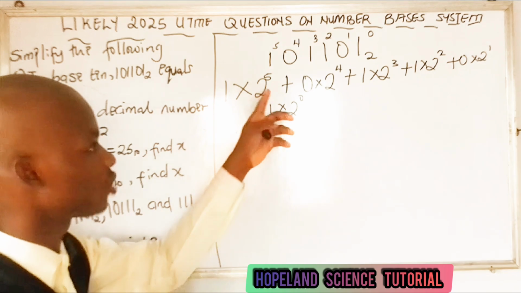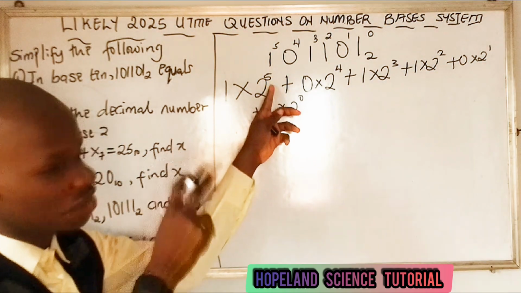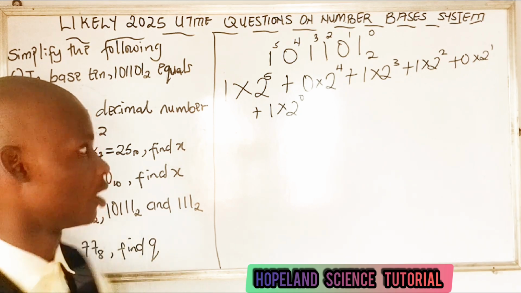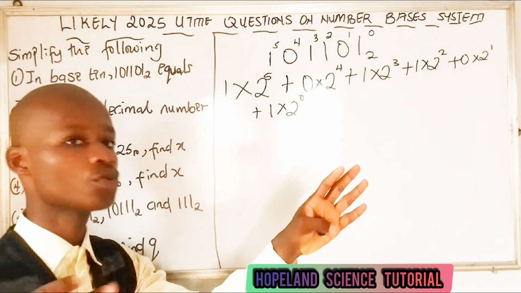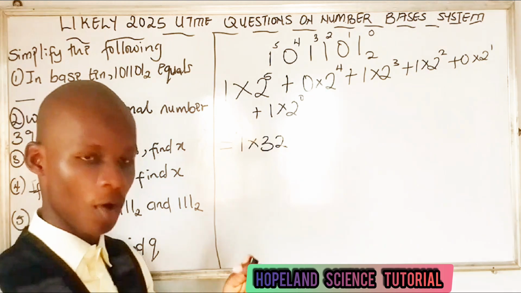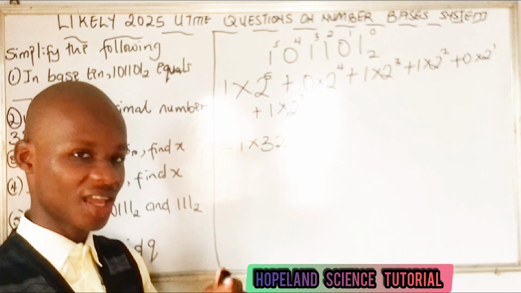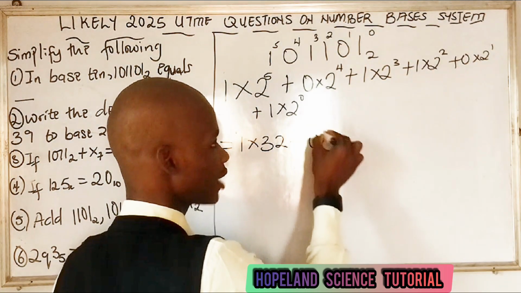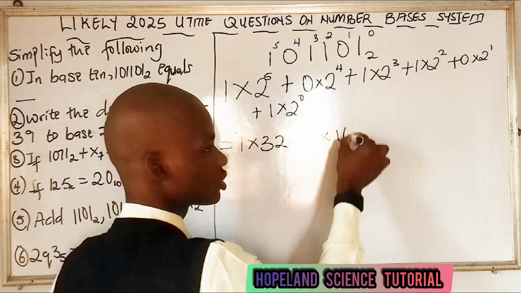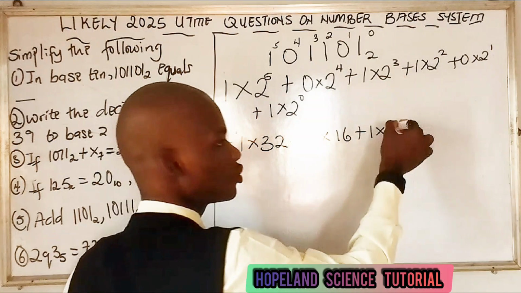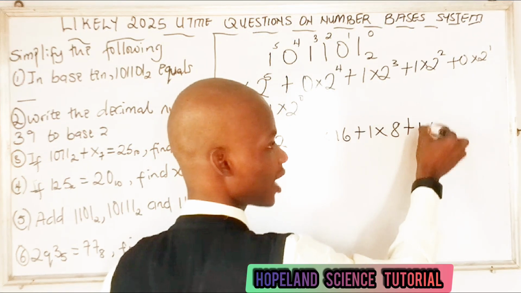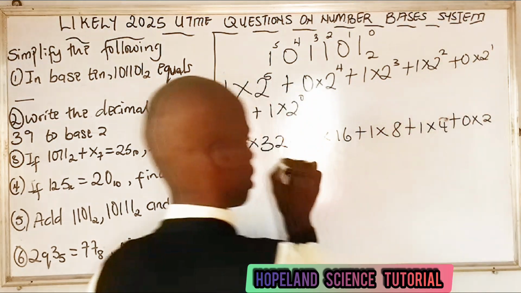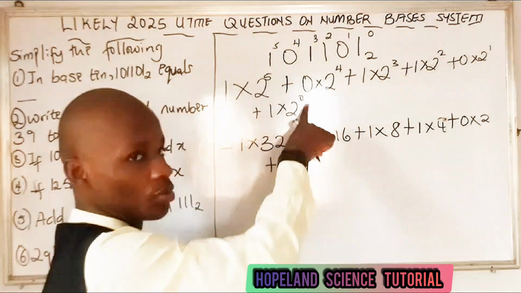Now the next thing is that we will convert this index notation to numbers. So 2 raised to the power 5 means multiply 2 five times, right? So 2 times 2 is 4, 4 times 2 is 8, 8 times 2 is 16, 16 times 2 is 32. So we have 1 times 32, plus 0 times 2 raised to the power 4, which is 16, plus 1 times 2 raised to the power 3, which is 8, plus 1 times 2 raised to the power 2, which is 4, plus 0 times 2 raised to the power 1, which is 2, plus 1 times 2 raised to the power 0, and remember anything raised to the power of 0 is 1.